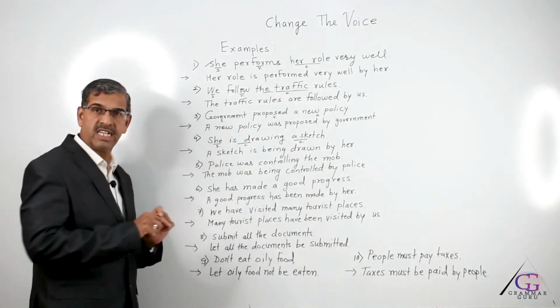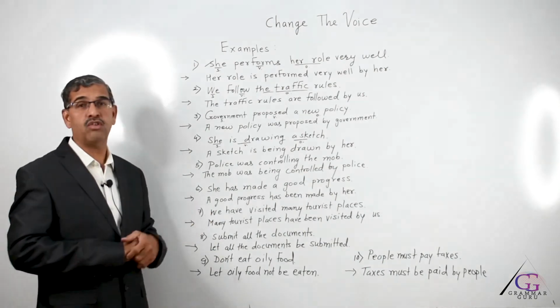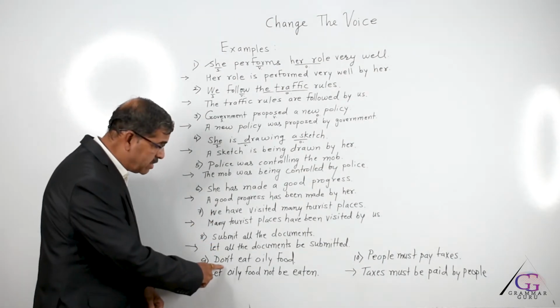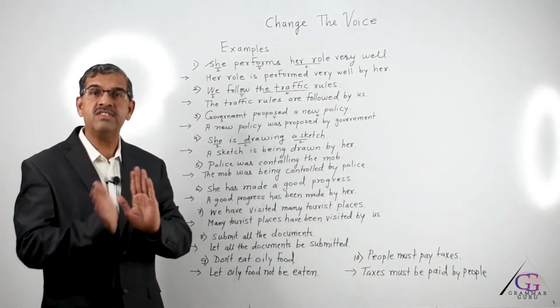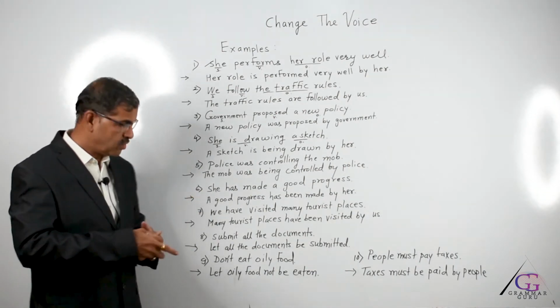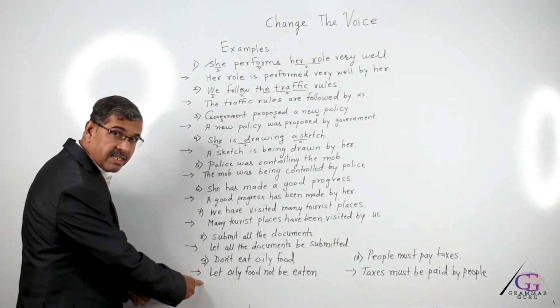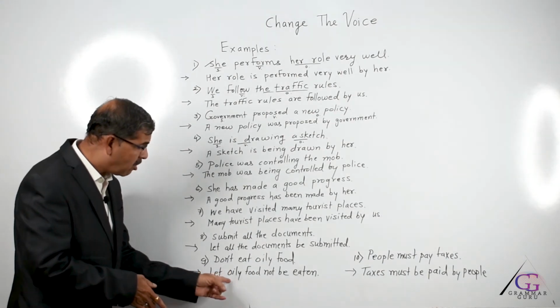Now let's move to the 9th one. The 9th sentence starts with don't eat oily food. It starts with don't, but it is followed by a verb. So it is an order, but it is a negative order. So what will you do when a negative order is used? The first thing is that let should be at the beginning because it is order type, followed by the object.